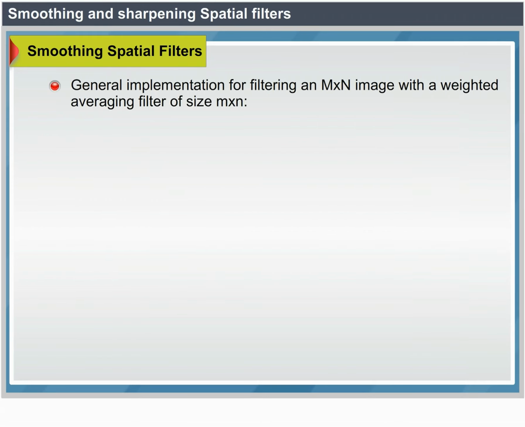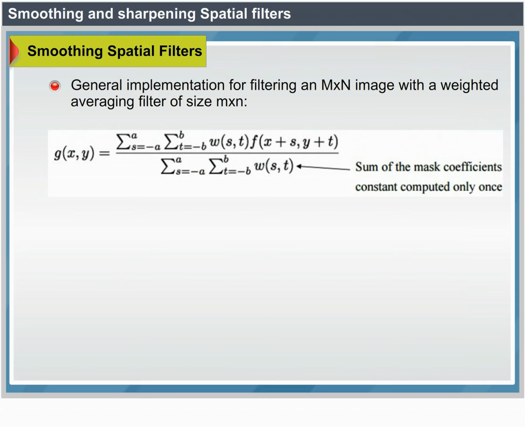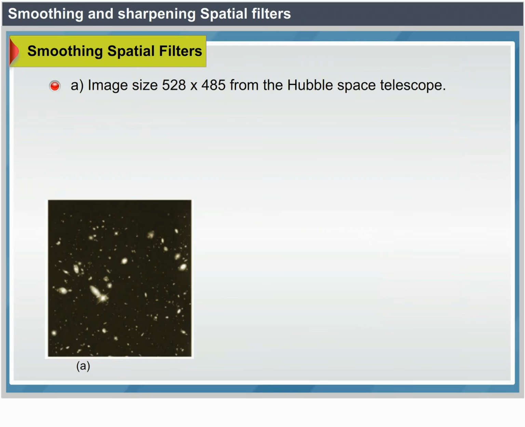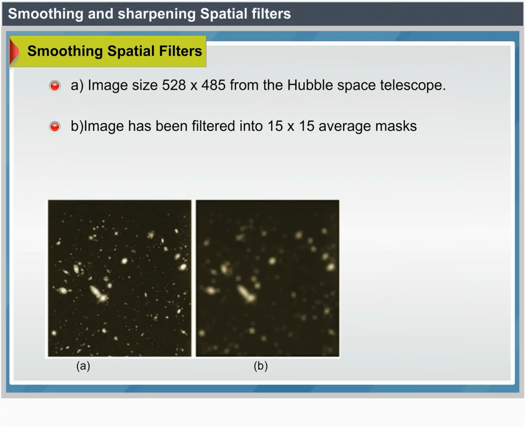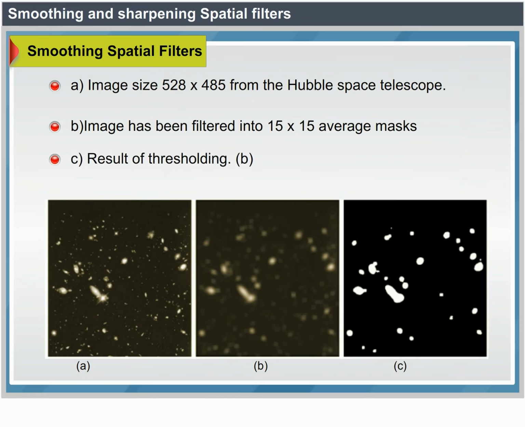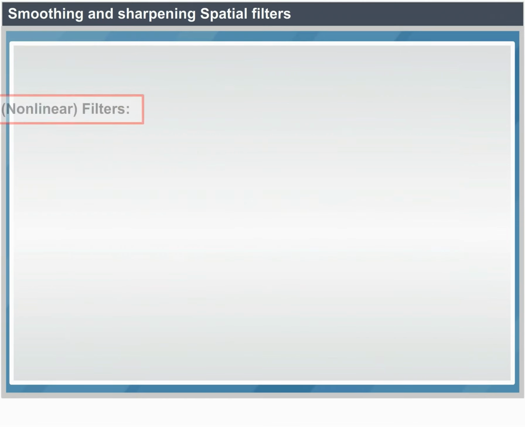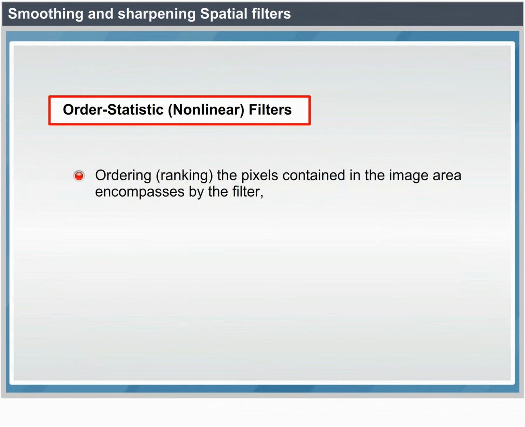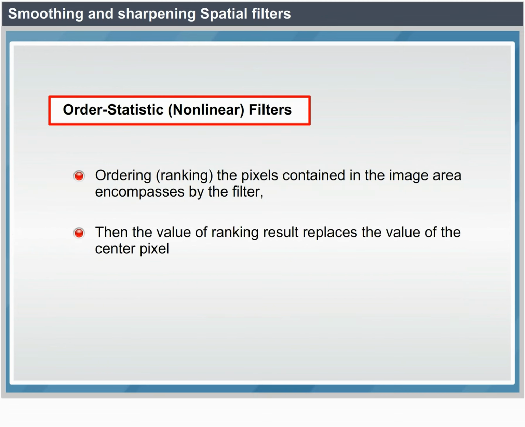Order statistic nonlinear filters work by ordering or ranking the pixels contained in the image area encompassed by the filter, then replacing the value of the center pixel with the value of the ranking result. The median filter replaces the value of a pixel by the median of the intensity values in the neighborhood. It has good noise reduction capabilities with less smoothing, for impulse noise or salt and pepper noise. Shown here: an X-ray image of a circuit board corrupted by salt and pepper noise, noise reduction with a 3 by 3 averaging mask, and noise reduction with a 3 by 3 median filter.